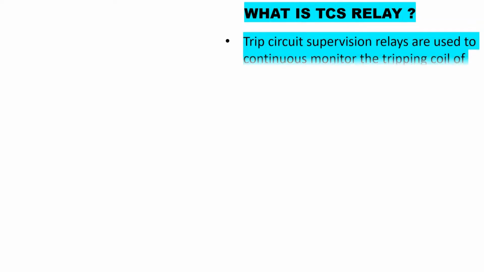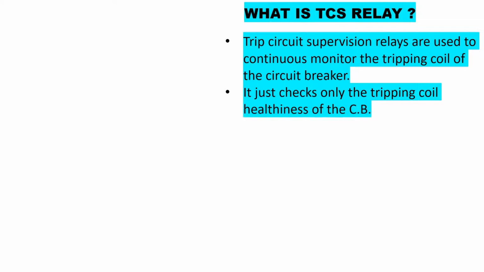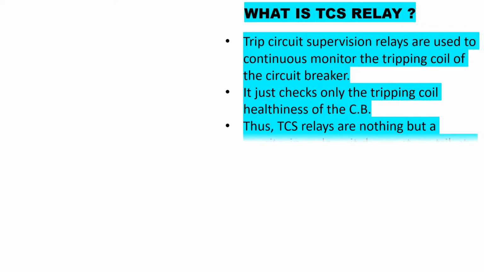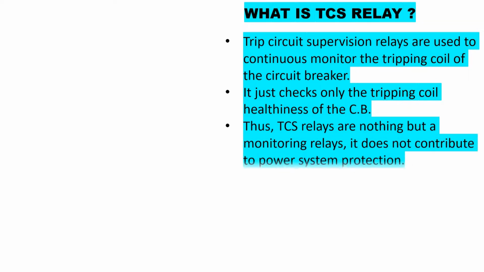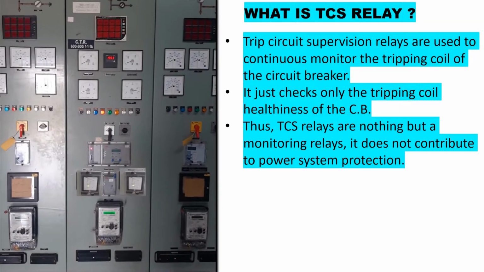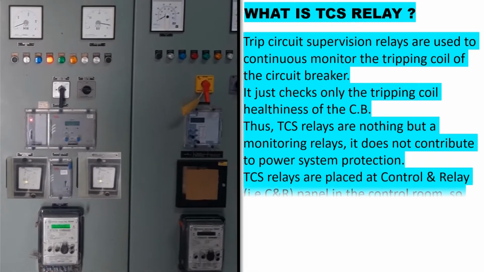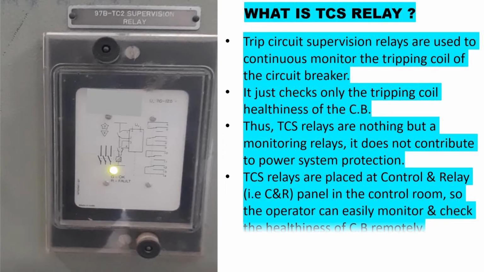So, from this, let us try to understand what a TCS relay is. TCS relays are used to continuously monitor the tripping coil of a circuit breaker. One must understand that it just checks the healthiness of the tripping coil. Thus, it is just used as a monitoring device and does not play any protection part in the system. Supervision relays are placed in the control and relay panel in the control room, from where the operator can continuously monitor the healthiness of the system.